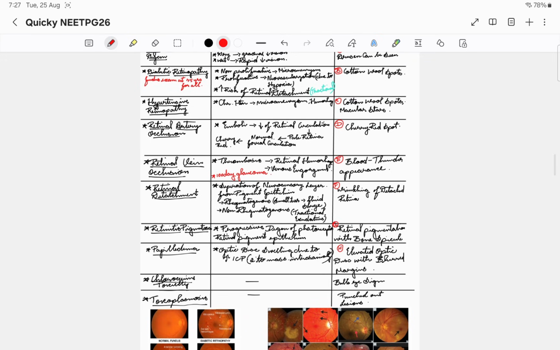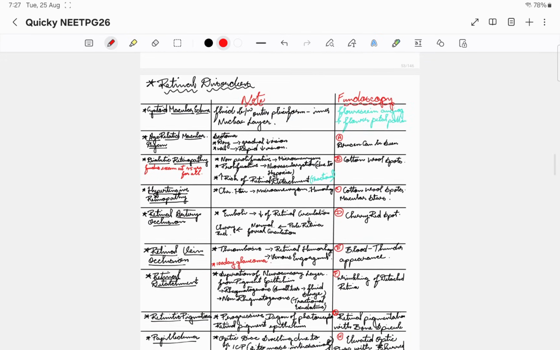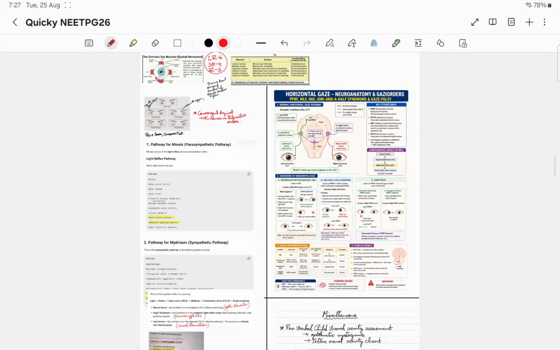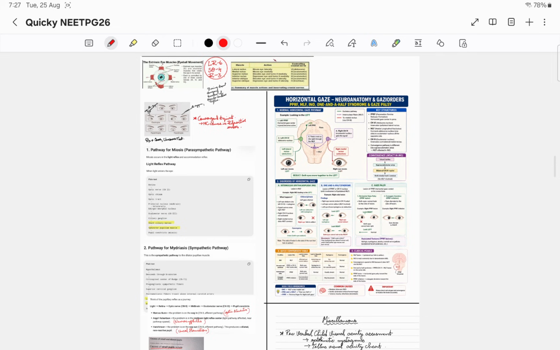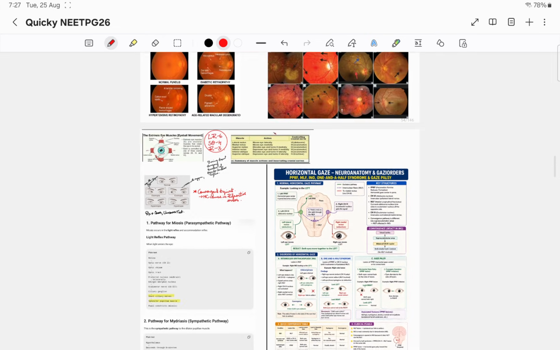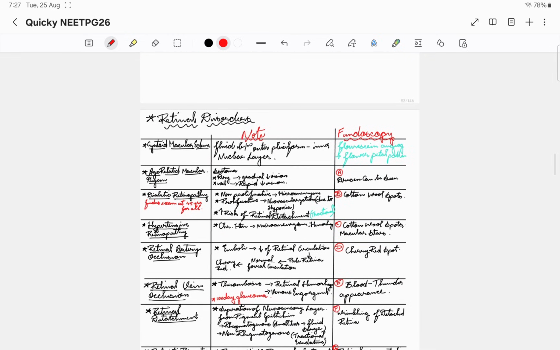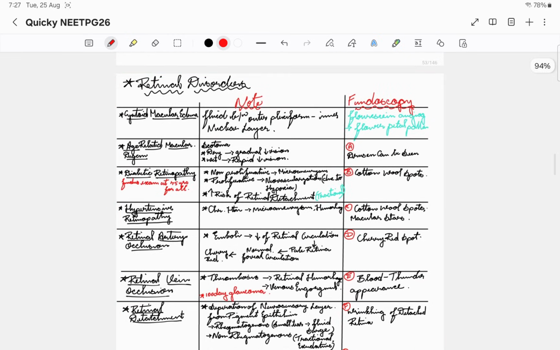Now we'll move on to the specifics of retinal disorders, and then we'll come back to all the optic nerve related disorders. So that's it with respect to ophthalmic disorders. Now one by one let's see the retinal disorders.